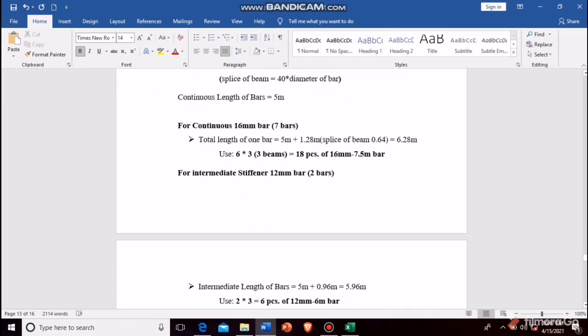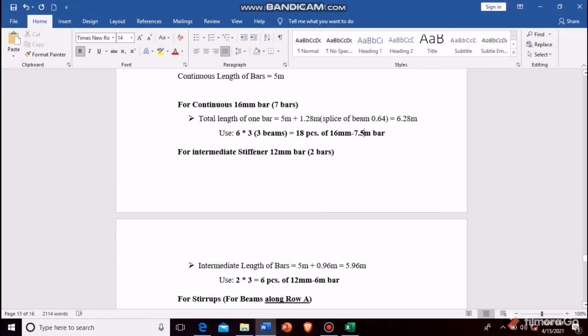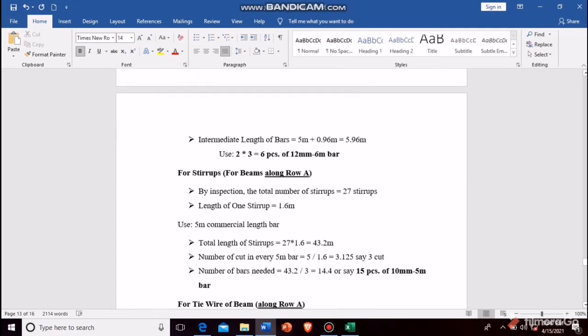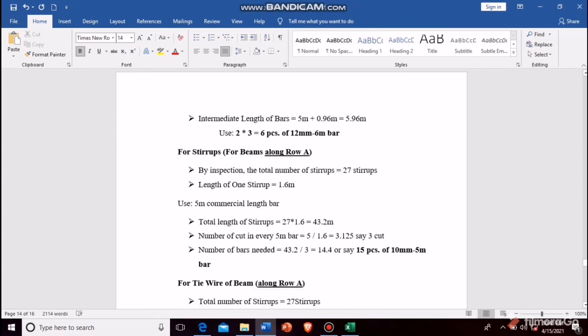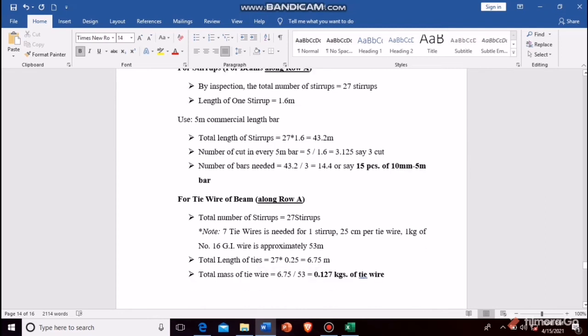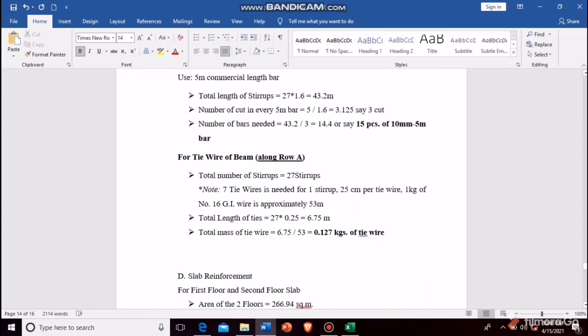For intermediate stiffener, 12 millimeter bar, 2 bars, so 2 times 3, 6 pieces of 12 millimeter, mga 6 meter nga bar. By inspection, the total number of stirrups is 27 stirrups and length of one stirrup is 1.6. So the total length of stirrups is 27 times 1.6, that is 43.2 meter. Number of cut in every 5 meter bar is equal 5 over 1.6, and that is equal to 3 cut. Number of bars needed is 15 pieces of 10 millimeter 5 meter bar.